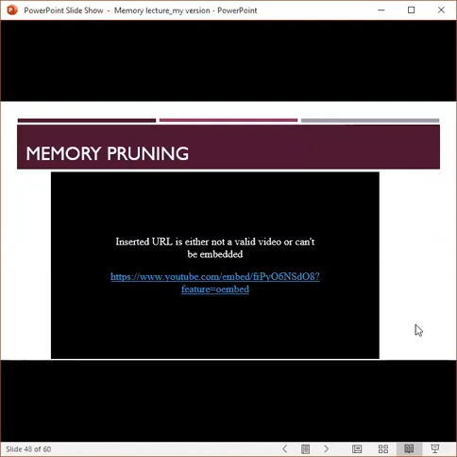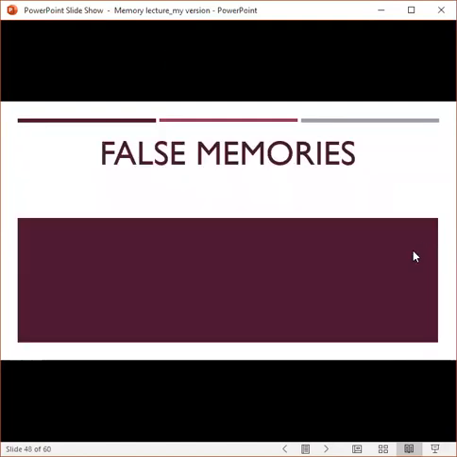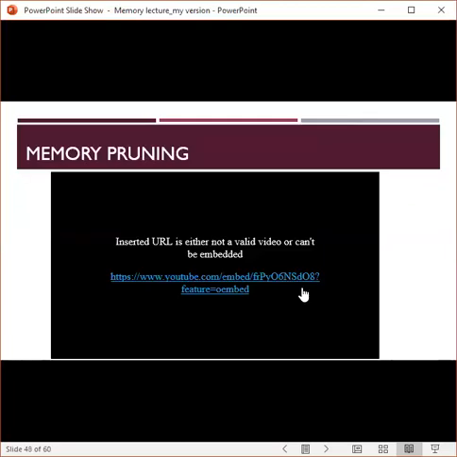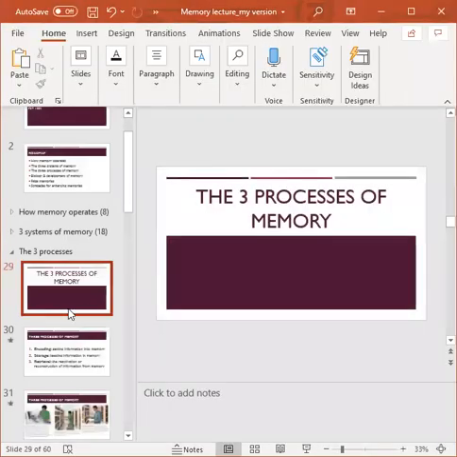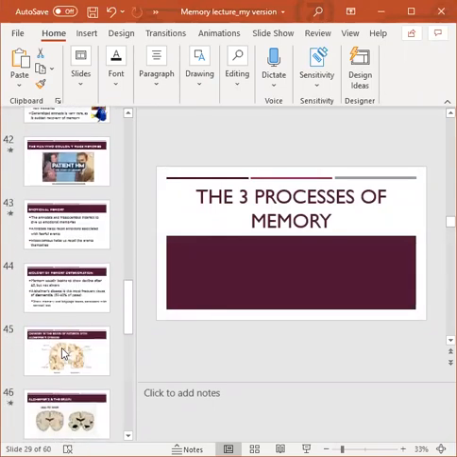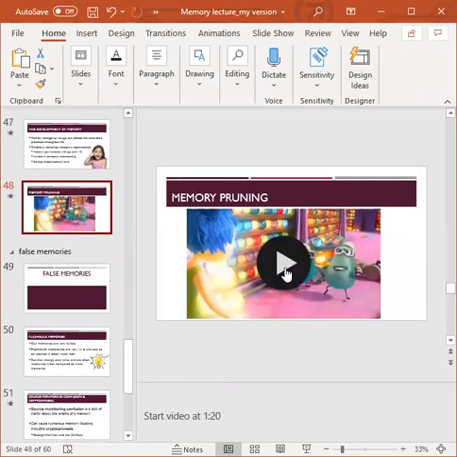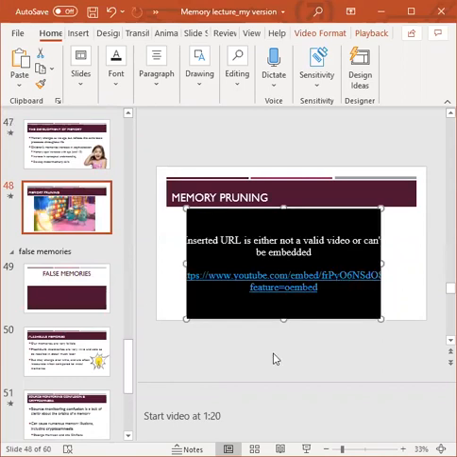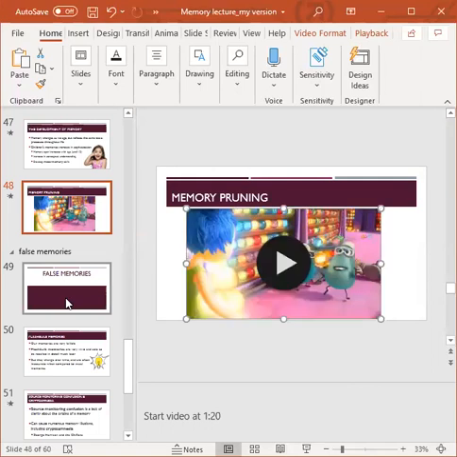I don't know why this isn't working. Let's take 1 second and see if we can get it. If not, then not. It's just a clip from Inside Out that I thought was fun. Come on. No, it's not going to work. That's okay. You can check it out on the slides themselves.